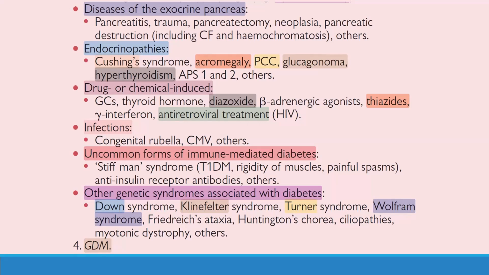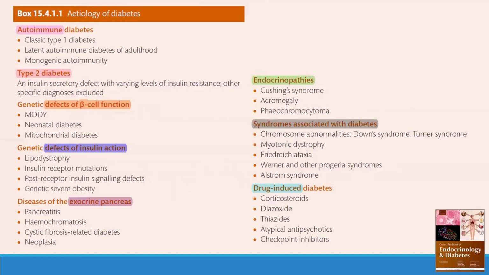Diabetes insipidus, diabetes mellitus, optic atrophy, deafness. And lastly, GDM. This is the fourth category.